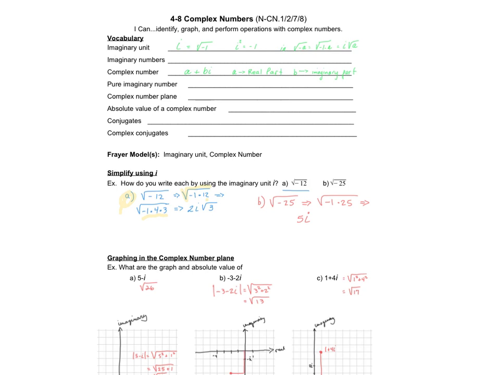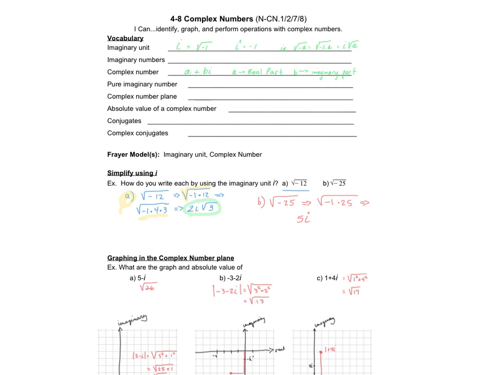So we know that the square root of -1 is i, and the square root of 4 is going to be 2, and the square root of 3, since we don't know that, we are going to leave just as the square root of 3. So there you have it, a simplified radical, 2i times the square root of 3.